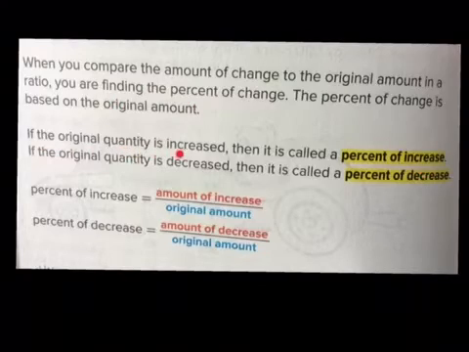If the original quantity is increased, then it's called a percent of increase. If the original quantity is decreased, then it's called a percent of decrease. Got it? Percent of increase, you write it right there, how much did it increase by, divided by the original amount, or percent of decrease, you write it right there and you write the original amount. And that'll tell you how much it increased or decreased by in percent.